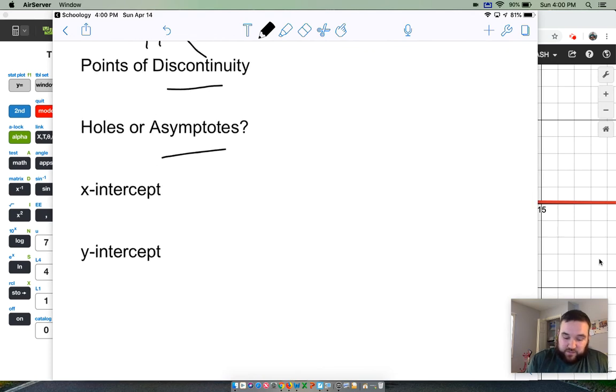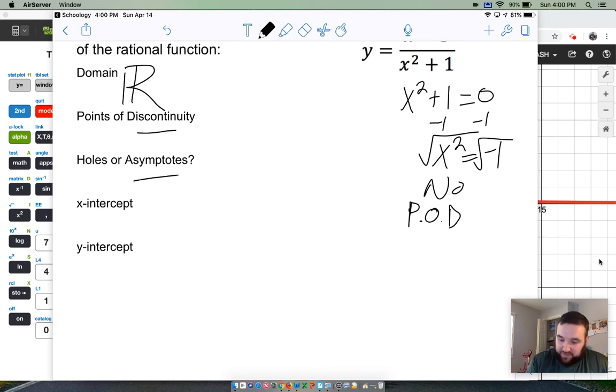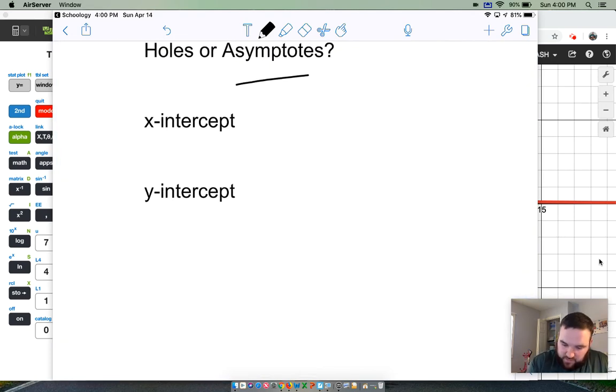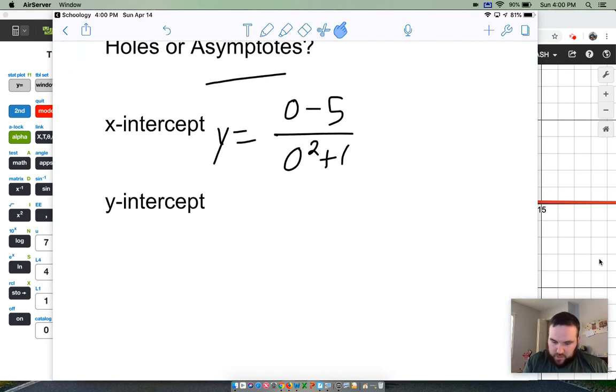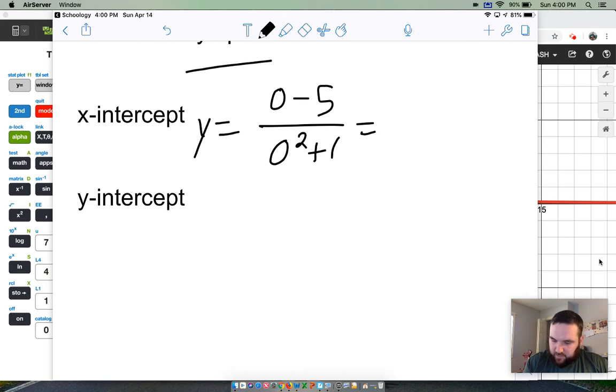For the y-intercept, remember that's where I'm going to plug in 0 for x. So this becomes y equals, it was (x minus 5) over (x squared plus 1). Double check that, yep. So if I evaluate this, I end up with negative 5 over positive 1, which is negative 5.